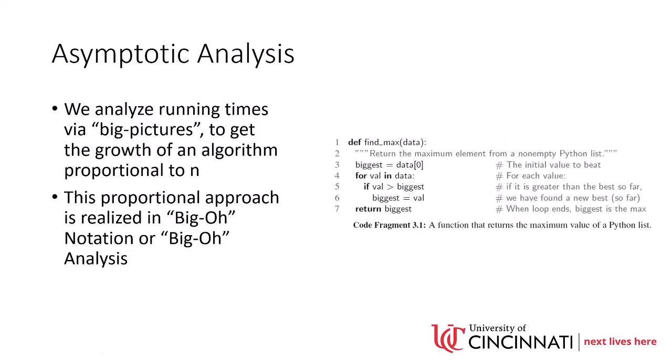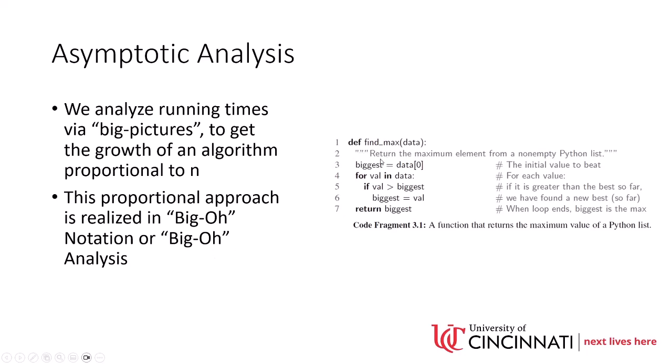Cool. So I wanted to look at this asymptotic analysis or asymptotic notation. You're going to see this word quite a bit as you're going forward. And what we do with this is we try to get the bigger picture to get the growth of an algorithm proportional to an input size of n. Okay, so this is actually called the big O notation or big O analysis, and it's kind of made with the theta sign, the big O sign. Okay.